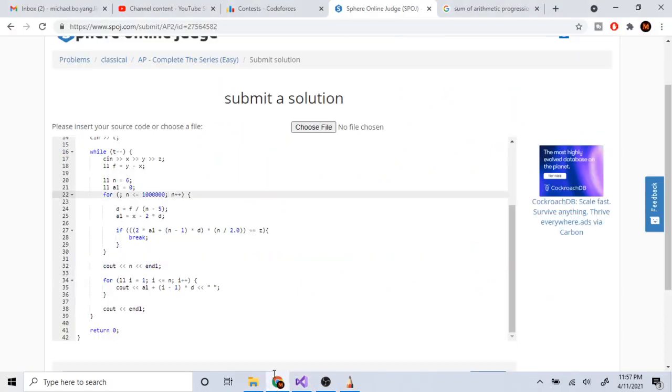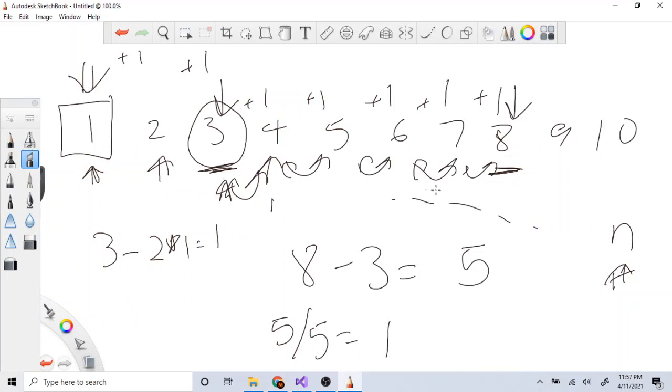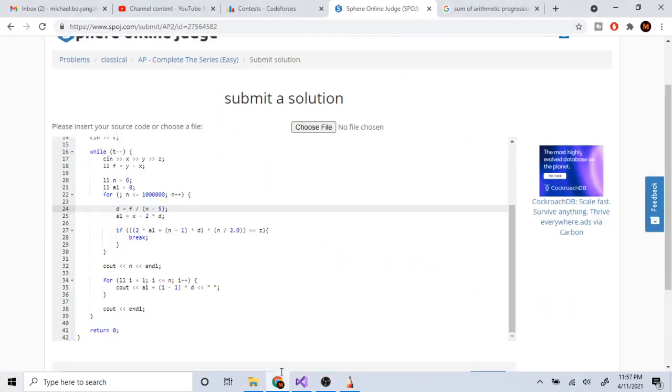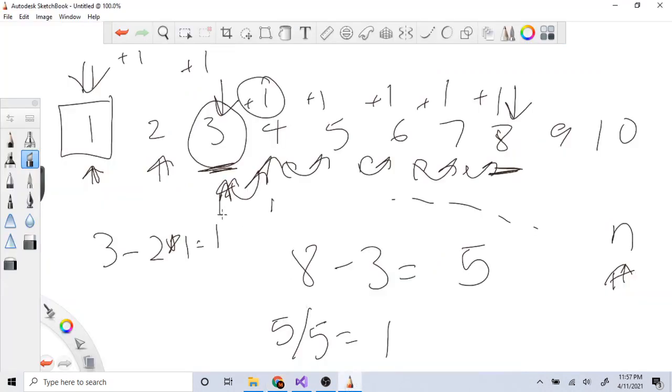I'm going to brute force and go through every possible value of n. You get the common difference by dividing by n minus 5, because you divide from the third term to the third to last term, and you get the common difference here. Then I find the first term by subtracting 2 times the common difference from the third term. So 3 minus 2 times the common difference of 1 gives us the first term, 1.